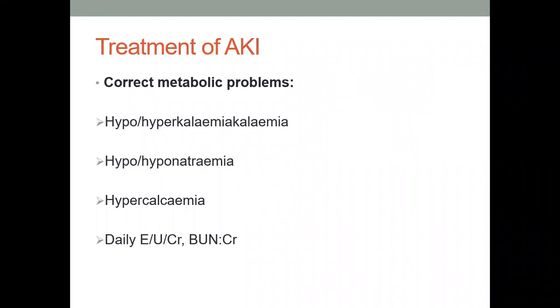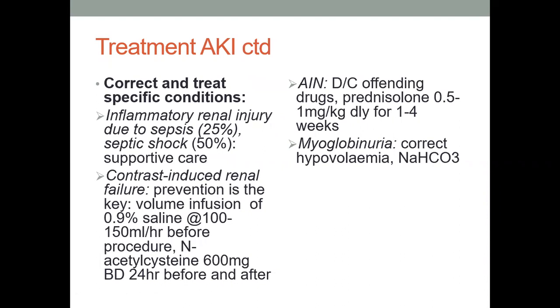In AKI, you want to correct metabolic problems, such as hypo and hyperkalemia. Don't mind this handwriting. I think I overwrote this. Hypo and hypernatremia, hypercalcemia. You want to do your daily blood work to ensure that you're on track. You also want to look at and correct specific conditions for patients who have developed inflammatory renal injury due to sepsis or shock. You want to do supportive care with non-nephrotoxic antibiotics.